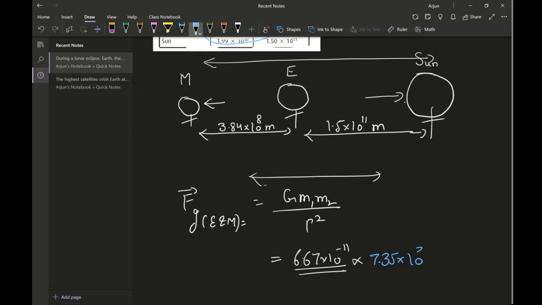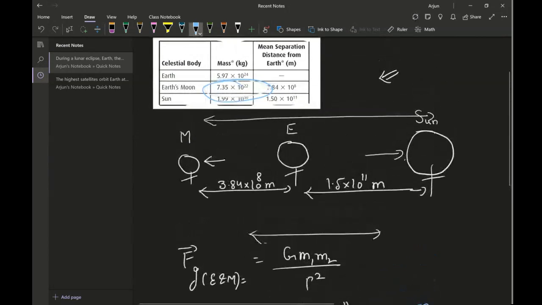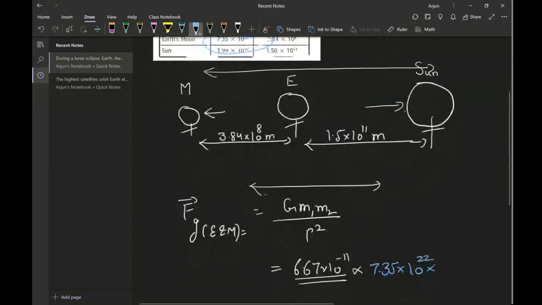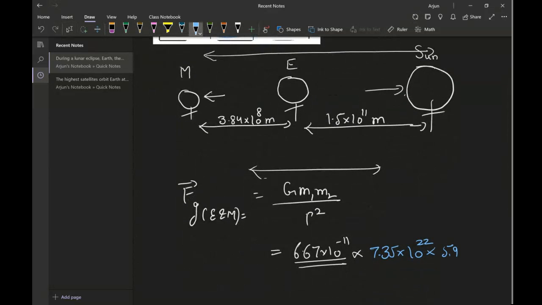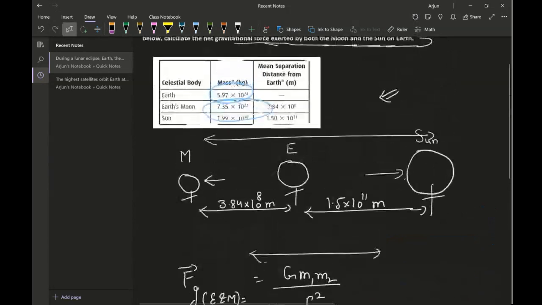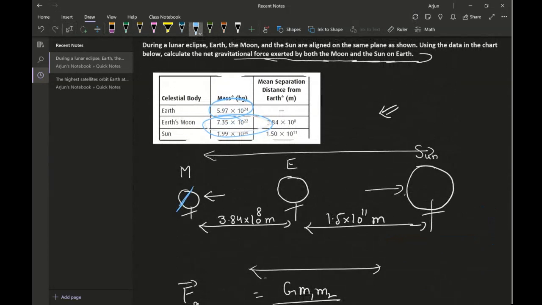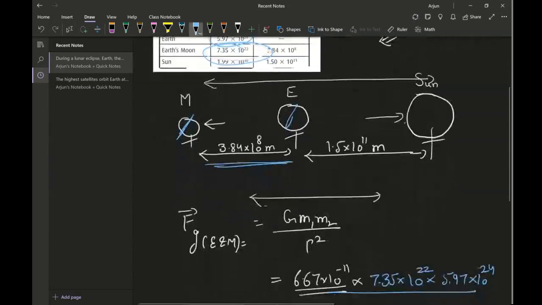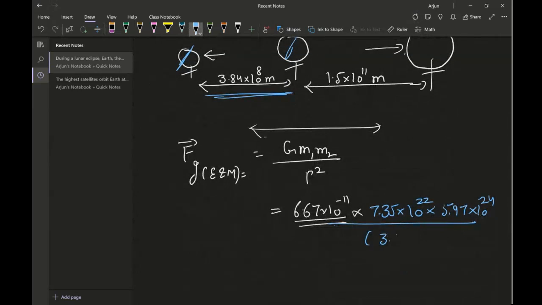7.35 multiplied by 10 to the 22, and then the mass of the Earth is also given to us, that is 5.97 times 10 raised to the power 24 kg, and then divide this by the distance between the Moon and the Earth, that is 3.84 times 10 raised to the power 8, and then square it.